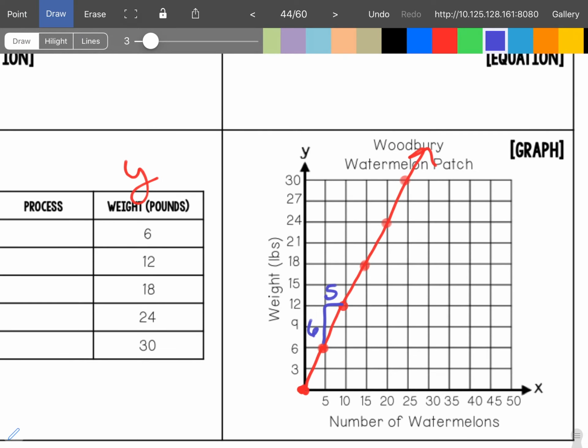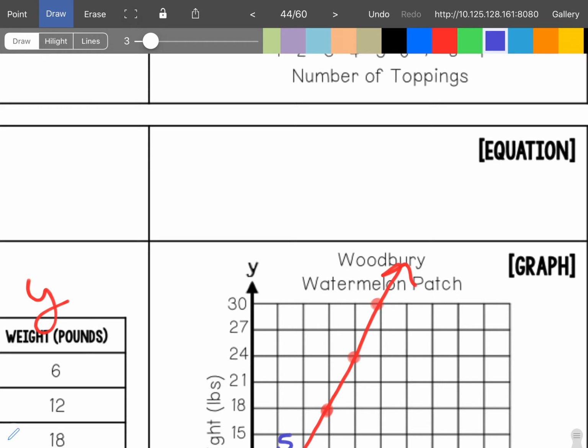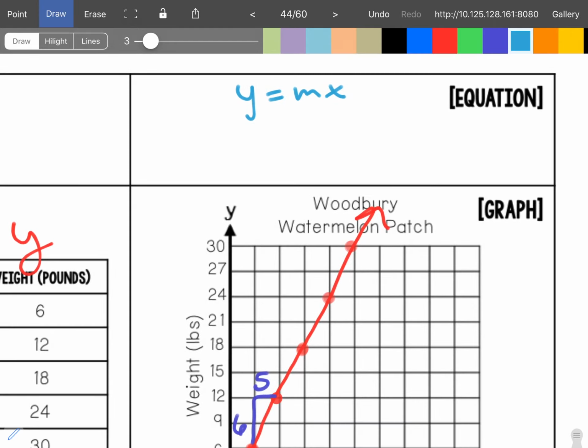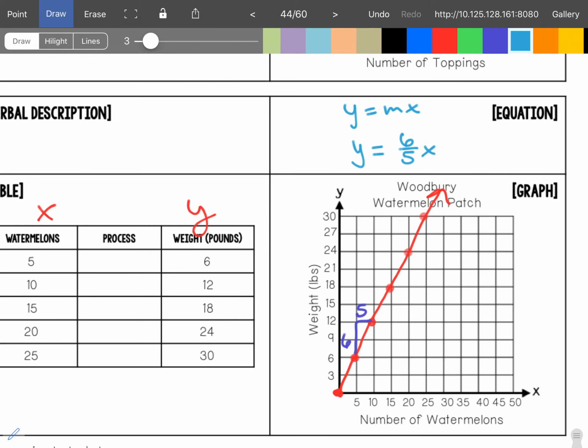So what's the slope there? 6 over 5. Now remember, if it goes through the origin, that means we're using y equals mx, not mx plus b, because it goes through the origin. So that's the proportional relationship. So we would just write y equals, what was the slope? 6 over 5, x. So that equation's done.